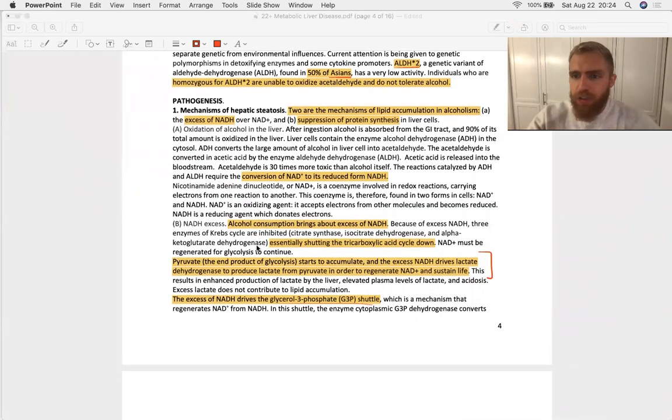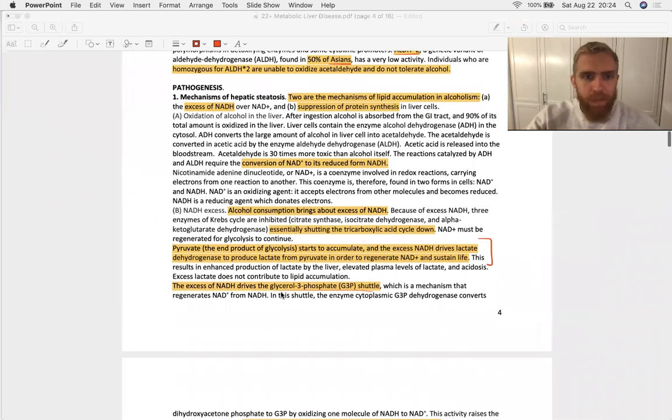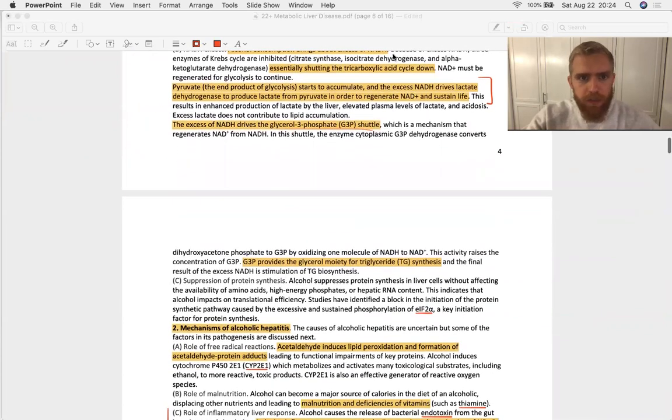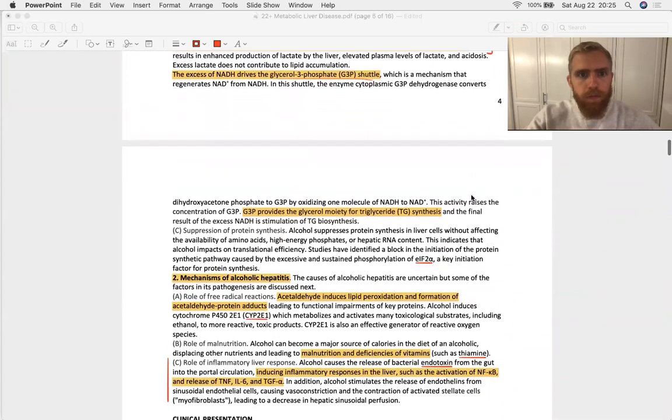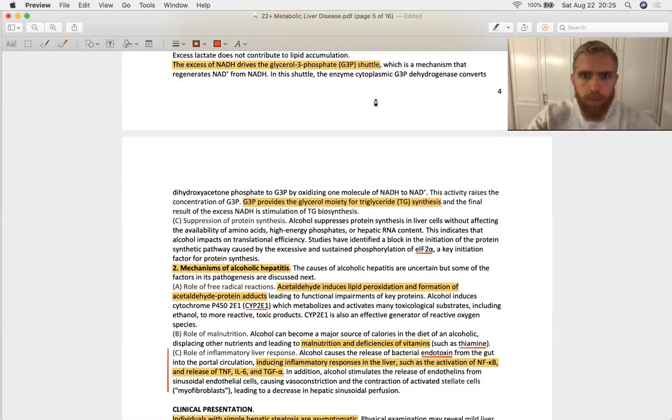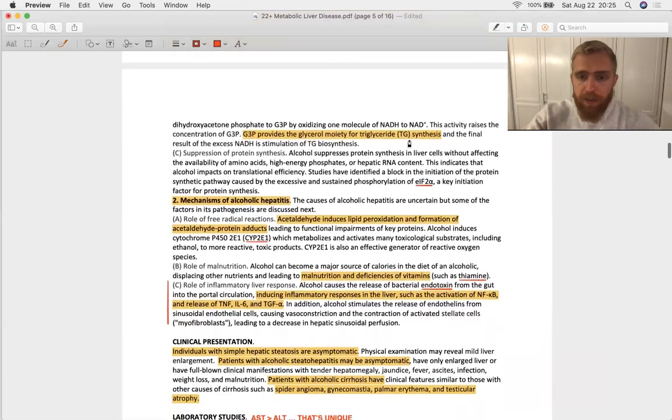SDL says everything that we just talked about with those diagrams. You make a lot of NADH, alcohol metabolism. The NADH turns on lipid synthesis, shuts down the TCA cycle. Pyruvate goes to lactate. There's your lactic acidosis. Excess NADH drives the G3P shuttle. Make that glycerol backbone. There's your triglyceride synthesis. So you know everything that this SDL is talking about like the back of your hand right now.